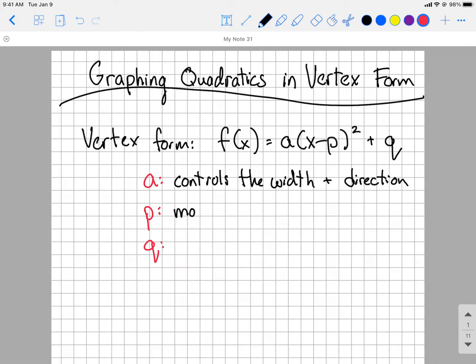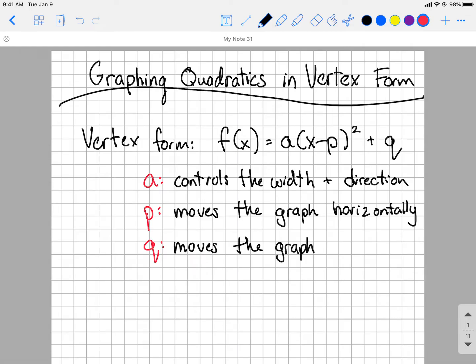P moved the graph left and right, or just horizontally. And then q is a lot like p, but instead of moving the graph horizontally, it moves the graph vertically. And if we're graphing in vertex form, all three of those parameters are going to help us draw our graph. One thing to look out for before we go any further, remember, this is x minus p, not x plus p. So that's going to affect our values, and we have to be really careful with that. It's by far the most common mistake in this unit.